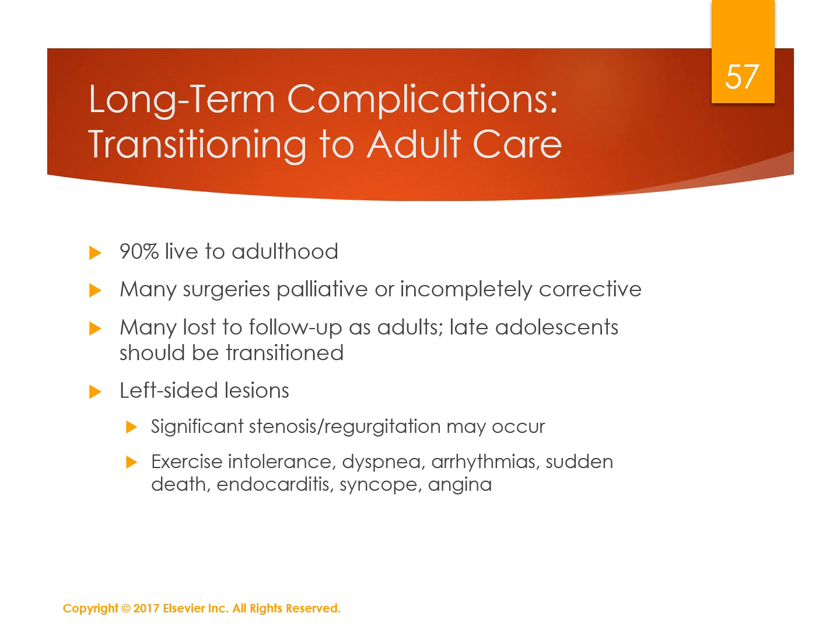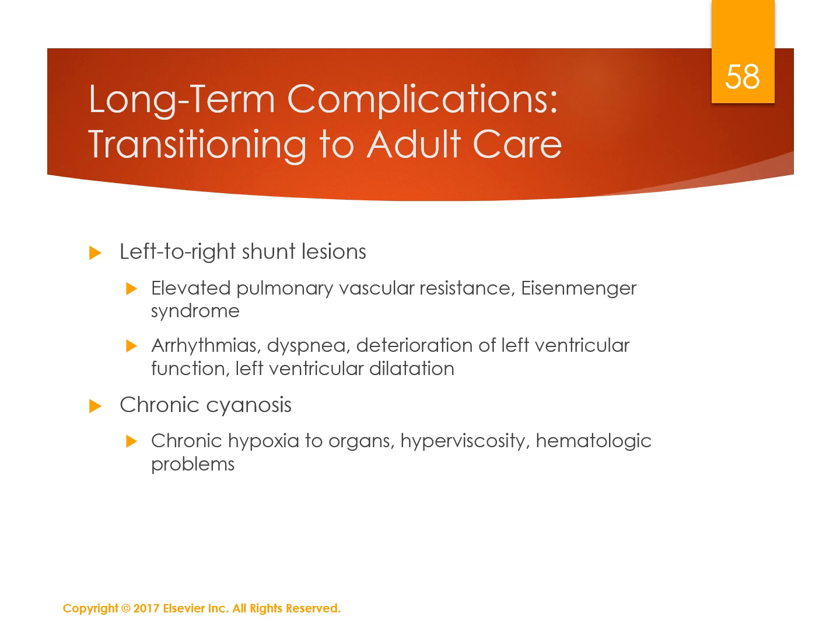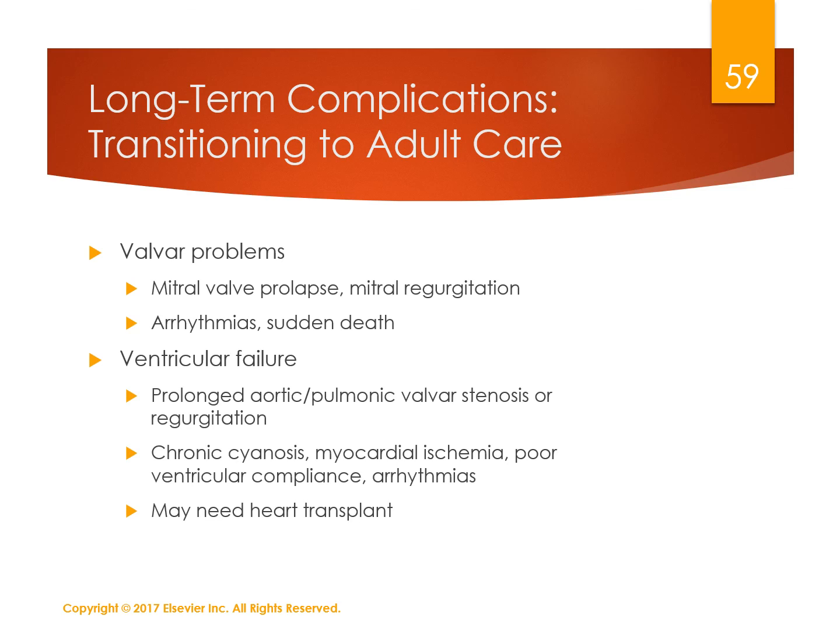Left-sided lesions, we worry about significant stenosis and regurgitation that may occur. They're going to possibly have exercise intolerance, dyspnea, arrhythmias, sudden death, endocarditis, syncope, and angina. Left to right shunt lesions may have elevated pulmonary vascular resistance, Eisenmenger syndrome, arrhythmias, dyspnea, deterioration of the left ventricular function, and left ventricular dilatation. If they have chronic cyanosis, they can have chronic hypoxia to organs, hyperviscosity, and hematologic problems. They have valvular problems. They may have mitral valve prolapse, mitral regurgitation, arrhythmias, and sudden death. If they have ventricular failure, they can have prolonged aortic or pulmonic valvular stenosis or regurgitation, chronic cyanosis, myocardial ischemia, poor ventricular compliance, arrhythmias, and they may need a heart transplant.